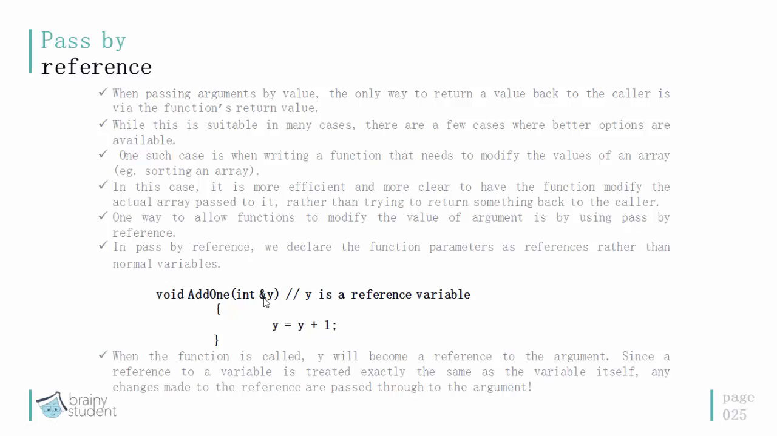Now as you can see in the body of the function, y is equal to y plus 1. We are incrementing this y by 1. So when the function is called, y will become a reference to the argument. Since the reference to a variable is treated exactly the same as the variable itself, any changes we make in the reference are passed through to the argument.